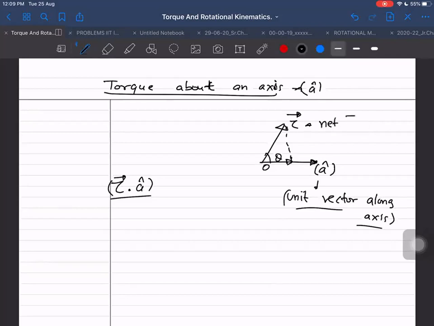Net torque about O. Okay, that it is. So we know now torque about this will become then tau magnitude into unit vector, has 1 unit magnitude, so tau cos theta. What it will become? Tau cos theta.